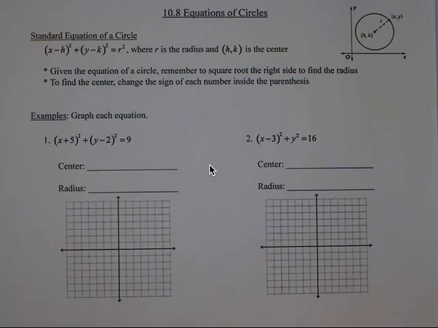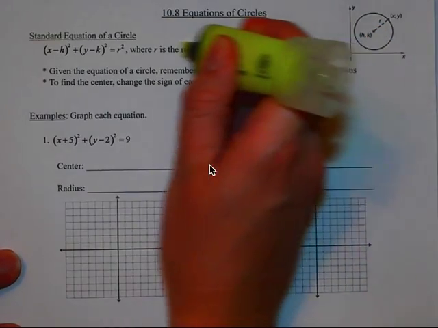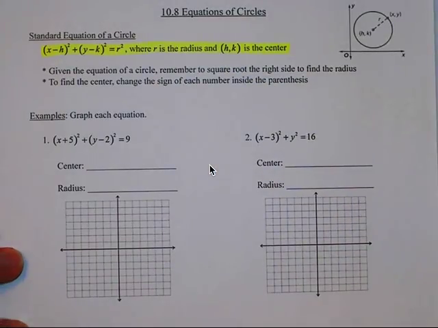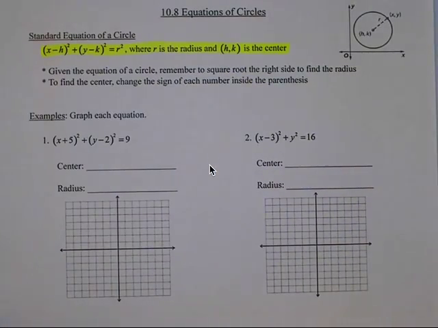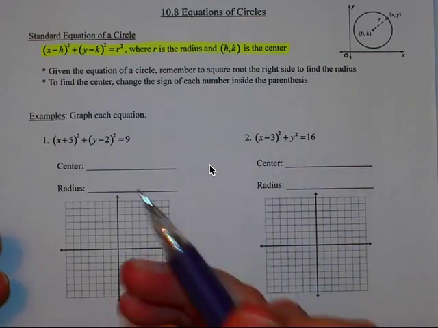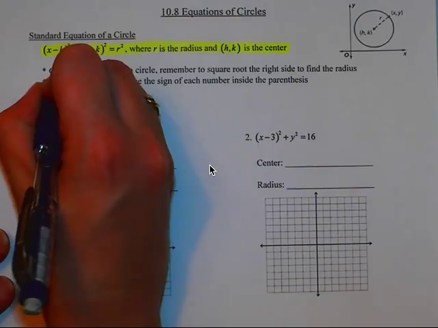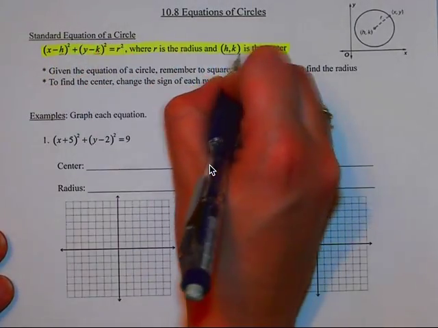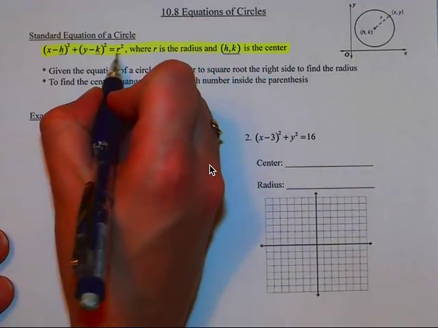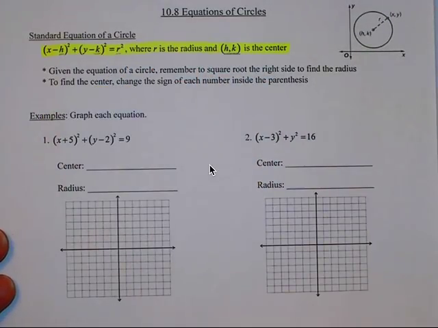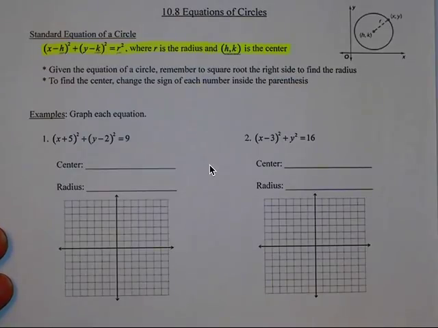Hello, today we're going to be looking at the last lesson of Chapter 10, 10.8, working with equations of circles. So today's lesson is going to center around the top of your note sheet, which shows you the equation for a circle in standard form. Notice the equation says (x minus h) squared plus (y minus k) squared equals r squared. H and K represent the coordinates of the center of the circle, and R is, of course, the radius of the circle, its length. In the formula, the radius always gets squared.